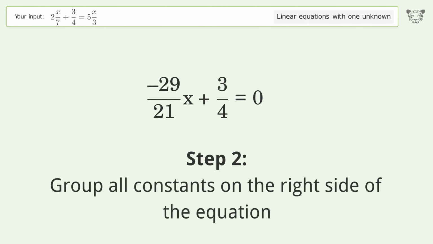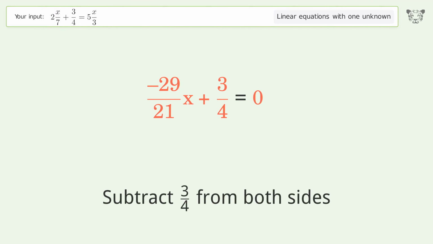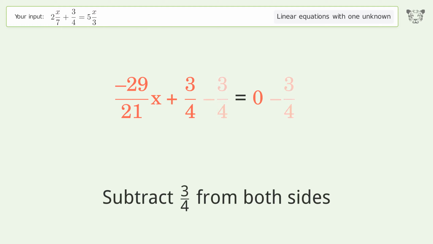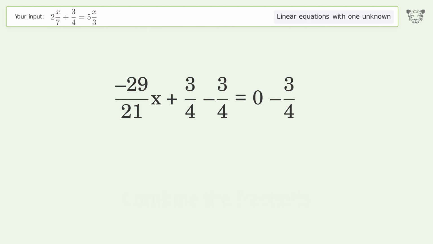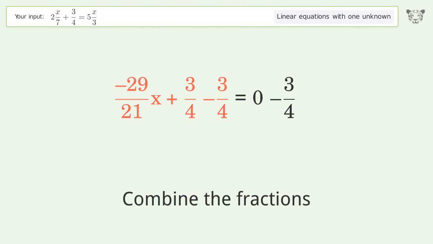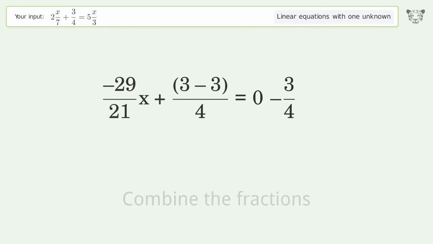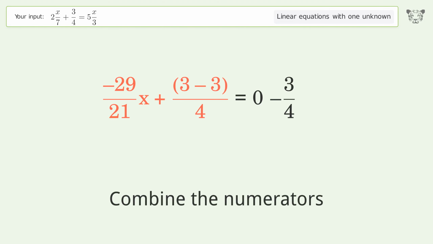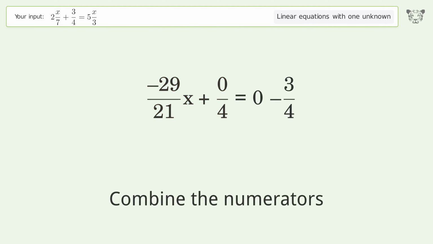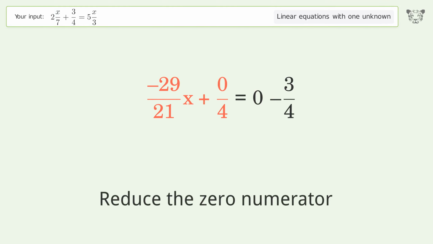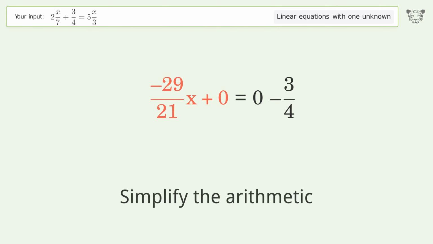Group all constants on the right side of the equation. Subtract 3 over 4 from both sides. Combine the fractions. Combine the numerators. Reduce the zero numerator. Simplify the arithmetic.